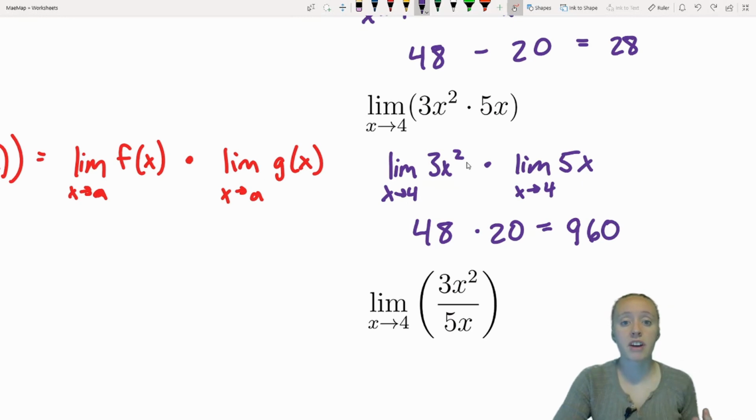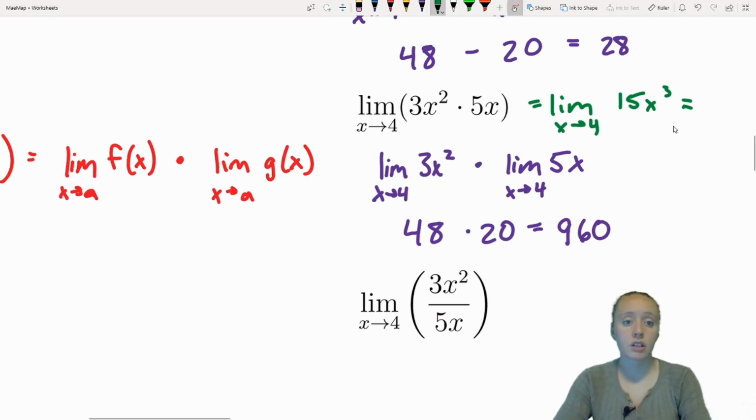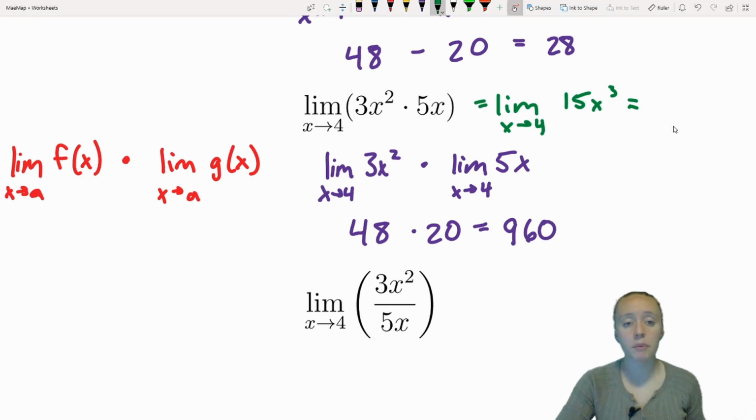If I was to simplify this, I would get 3x squared times 5x, which would be 15x cubed. So this is the same as the limit of 15x cubed as x approaches 4. So if I plugged 4 right on in for x, I'd have 15 times 4 cubed. 4 cubed is 64, and when I multiply that by 15, I get 960. So I get the same result regardless of how I go about simplifying and solving.